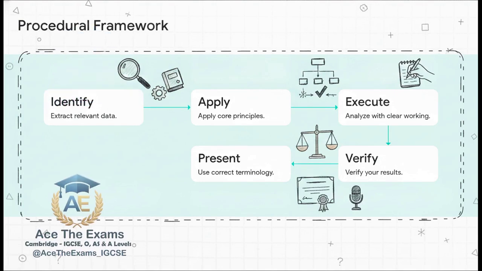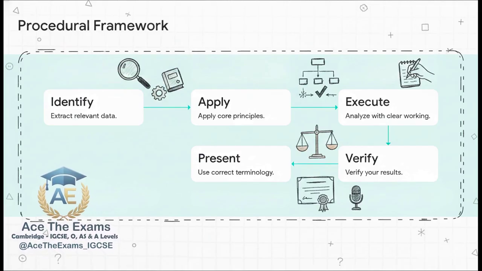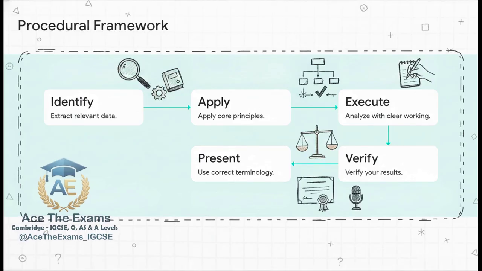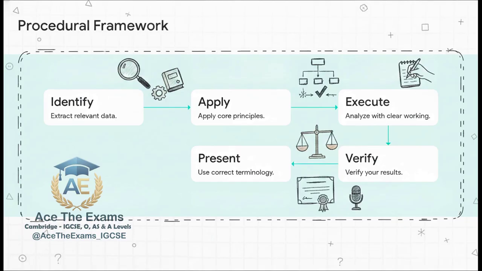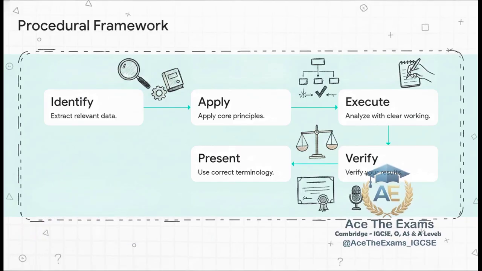You have to systematically deconstruct the question. First, identify the key elements and extract the relevant data. This is where command word decoding comes in. If it says compare, you do one thing. If it says explain, you do another. Second, apply the relevant principles. Third, and this is a game changer, execute your analysis with clear working and notation.